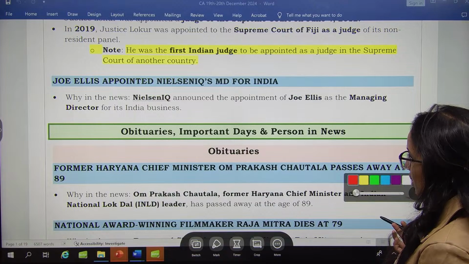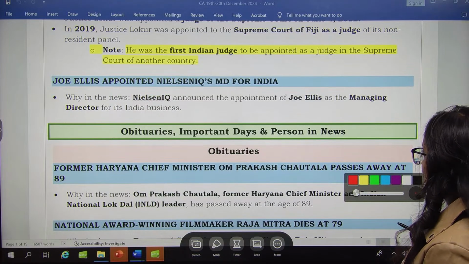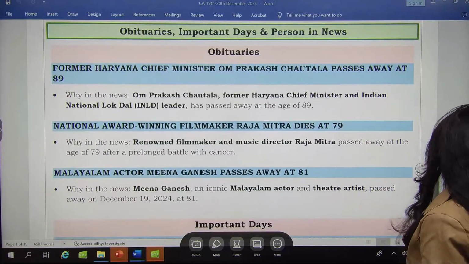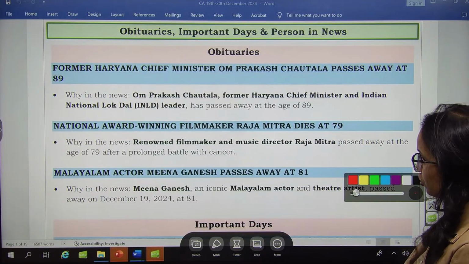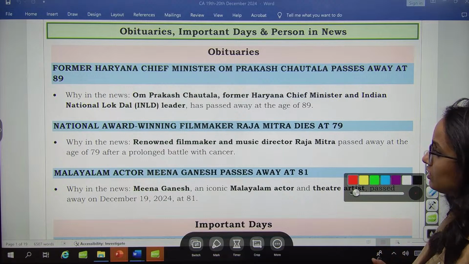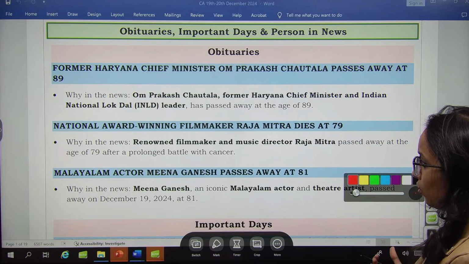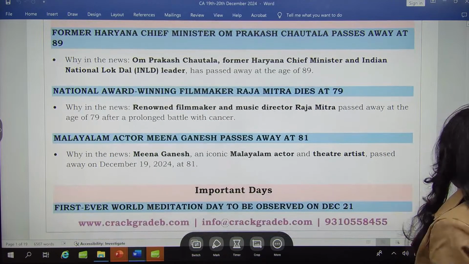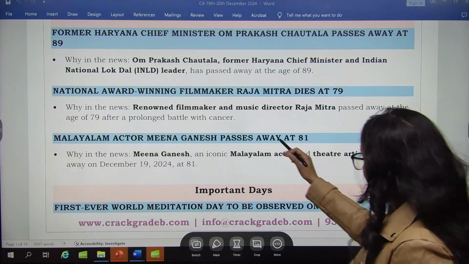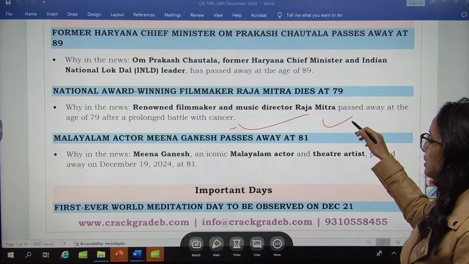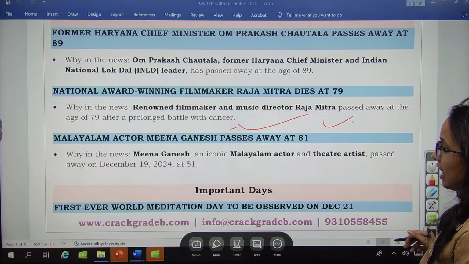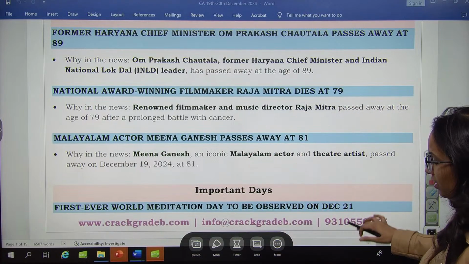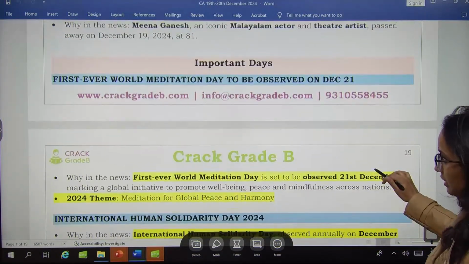Then you have Nielsen IQ has announced the appointment of Joe Alice as the managing director. Then in the obituaries section we have Om Prakash Chautala, former Haryana Chief Minister and Indian National Lok Dal leader, has passed away at the age of 89. Then renowned filmmaker and music director Raj Mitra has passed away at 79. And Meena Ganesh, an iconic Malayalam actor, is there in this category as well.